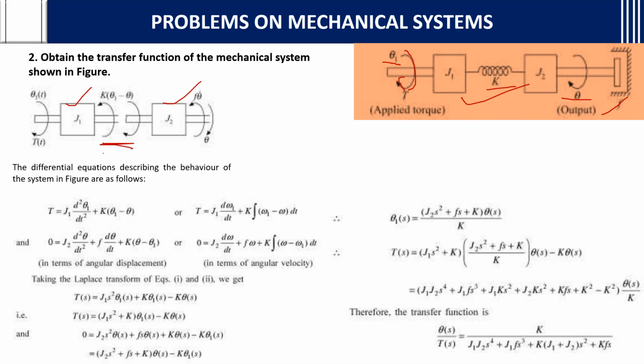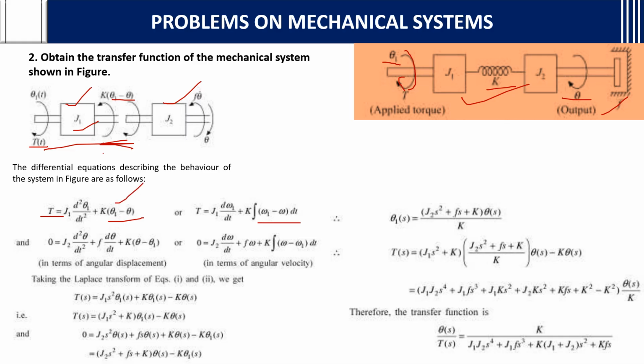Then the differential equations describing the behavior of the system in the figure are as follows. We will write the differential equations, first for J1. For J1, T is equal to J1 d square theta 1 by dt square plus K is connected, so K into theta 1 minus theta. Why? Because it is with respect to J1. Or you can write T is equal to J1 d omega 1 by dt plus K into integral omega 1 minus omega dt.